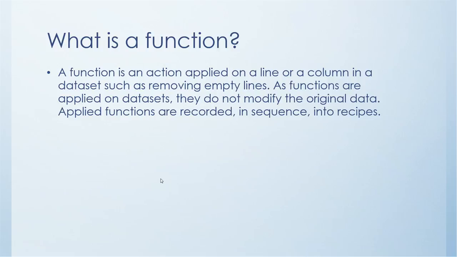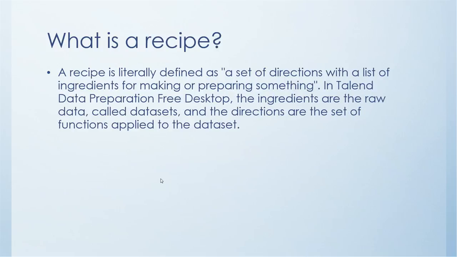That sequence is called a recipe. As mentioned in my previous slide, I'll talk more about recipe. A recipe is literally defined as a set of directions with a list of ingredients for making or preparing something. In the Talend Data Preparation tool, the ingredients are the raw data set, called the data set, and the directions are the set of functions applied to the data set.